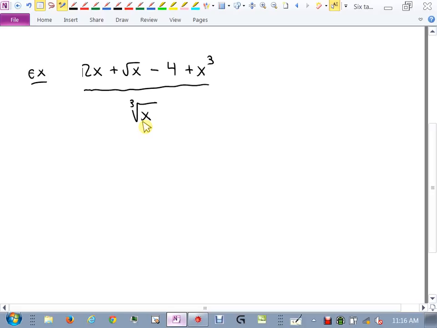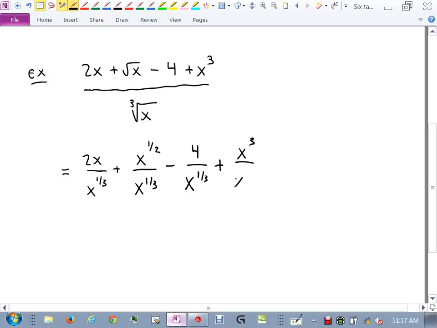We can split this into 4 separate fractions. If there were 2 terms in the denominator, we would not be able to do this. But because there's one, we can split it up. So before I find the antiderivative, I'm going to rewrite the problem. 2x over x to the 1/3, plus x to the 1/2 over x to the 1/3, minus 4 over x to the 1/3, plus x cubed over x to the 1/3.